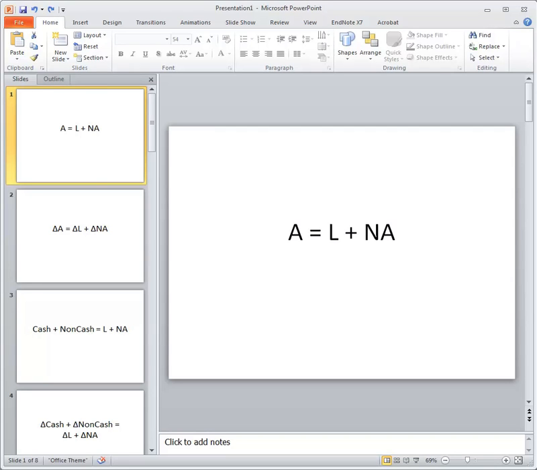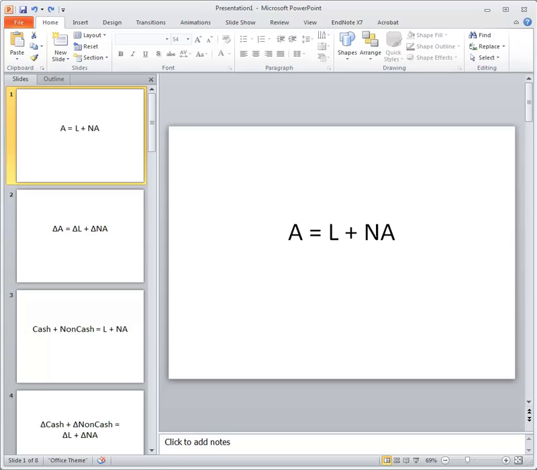Okay, I've got two videos that I'm going to make here to help you understand what's going on when we use the indirect method for producing a cash flow statement. And this one is the conceptual logic behind the indirect cash flow statement.